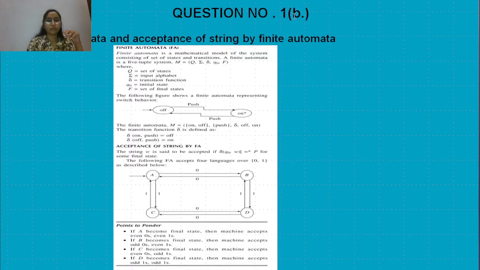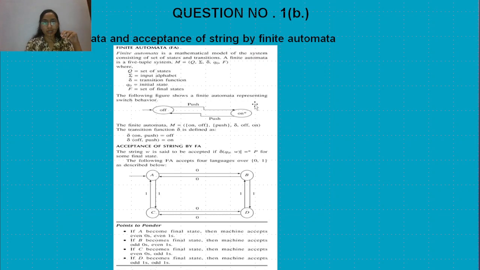Now we will see question number 1B. We have to define finite automata and acceptance of string by finite automata. So what is finite automata? Finite automata is a mathematical model consisting of a set of states and transitions. A finite automaton is a 5-tuple, which consists of a set of states, input alphabet, transition function, initial state, and set of final states. The set of states is represented by Q, the input alphabet by this symbol, the transition function by this, the initial state by Q0, and F is the set of final states.